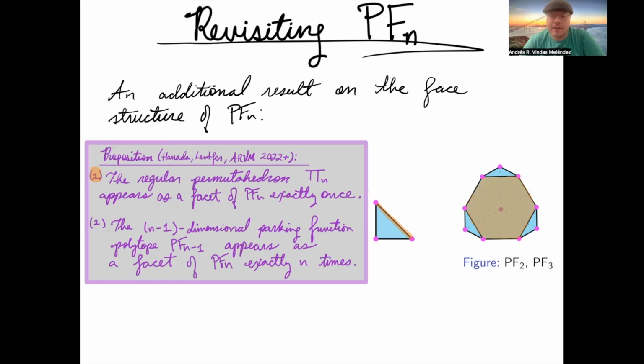And how many are there? Well, it's 3 factorial, so it's 6, and these are the vertices, so we should get this hexagon. And then we see that the (n-1)-dimensional parking function polytope appears n many times. So for the 2-dimensional parking function polytope, we should see the 1-dimensional parking function polytope appear twice. So in this case, it's these 2 line segments. And so we should expect it 3 times in the other picture. And so here they are.